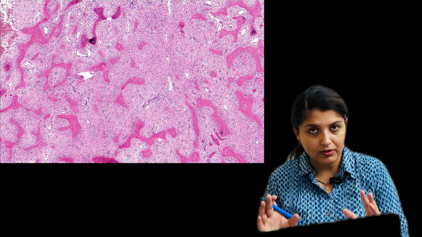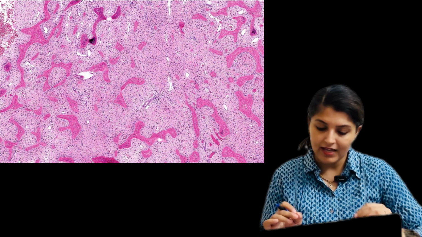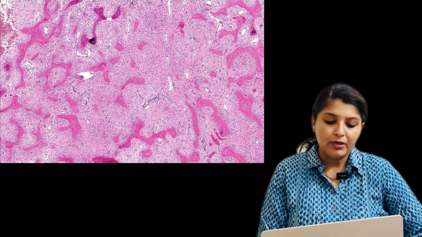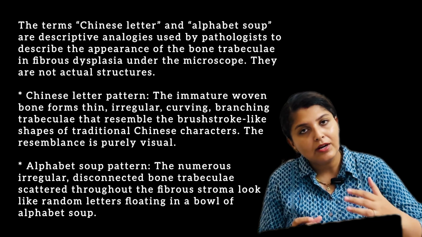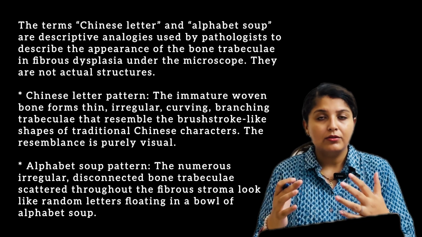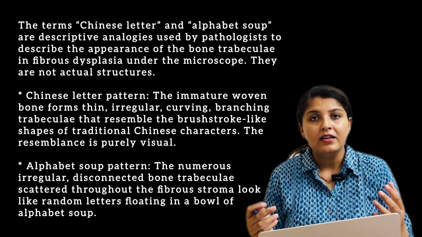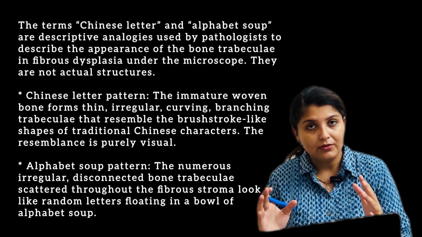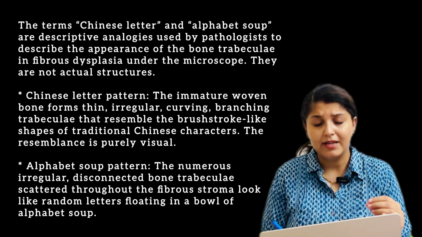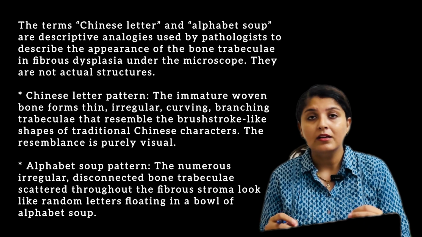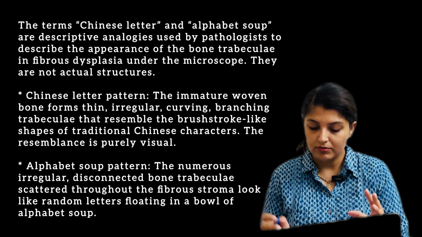So the word irregular has to be there in your answer sheet, right? Because of these irregular bony trabeculae scattered throughout the lesion, an appearance is seen which is typically known as Chinese character shaped or Chinese letter pattern. A very important viva question, okay.